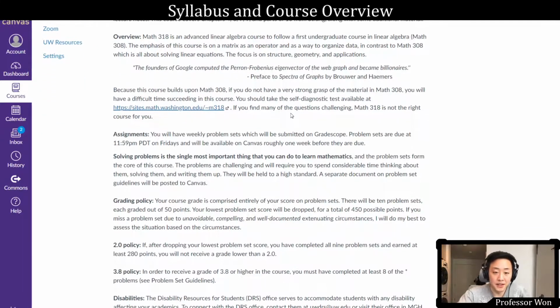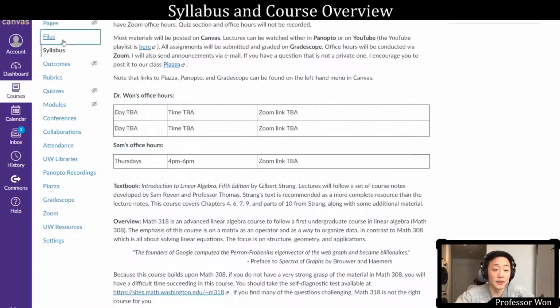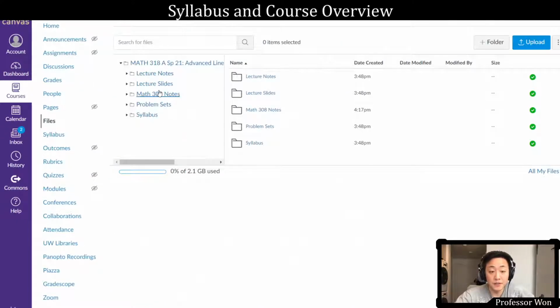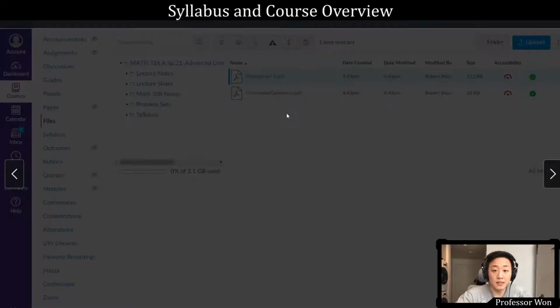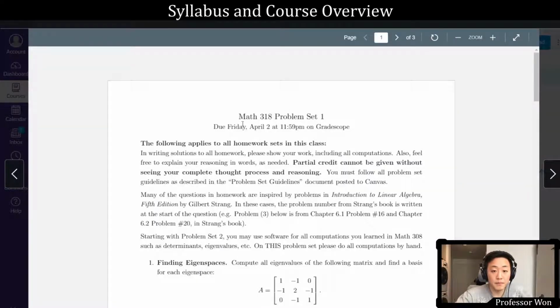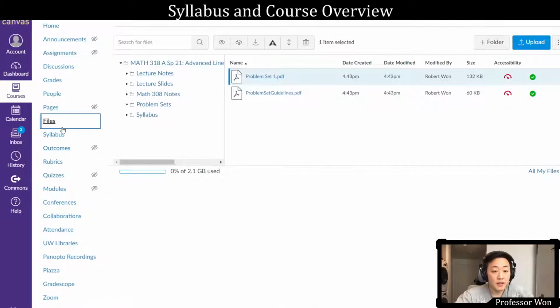Okay, so now some of the more boilerplate procedural stuff. You will have weekly problem sets, which will be submitted on Gradescope. Those are due at 11:59 p.m. Pacific Daylight Time on Fridays, and I will post them to Canvas roughly 1 week before they're due. In fact, the first one is actually already posted on Canvas, and it's due the first Friday of classes. It's under problem sets. Problem set 1 is already posted. It's due Friday, April 2nd at 11:59 p.m. on Gradescope. Okay. Back to the syllabus.